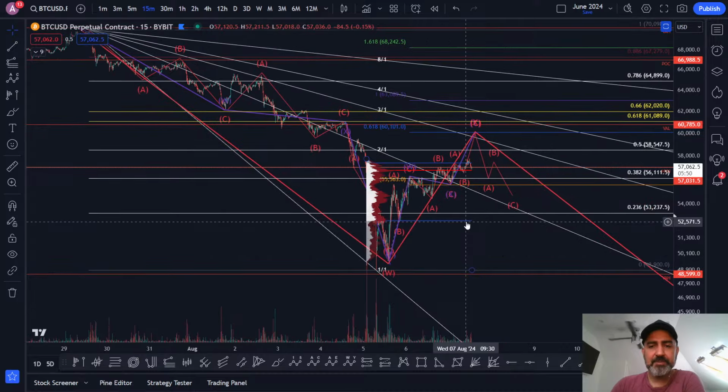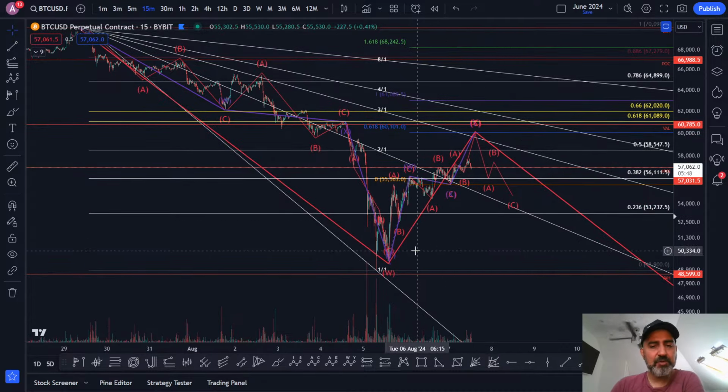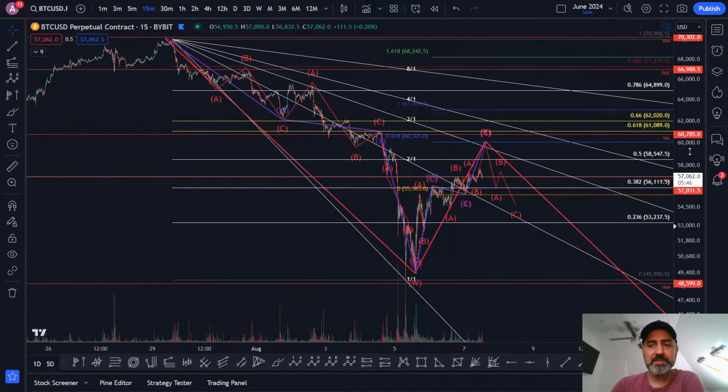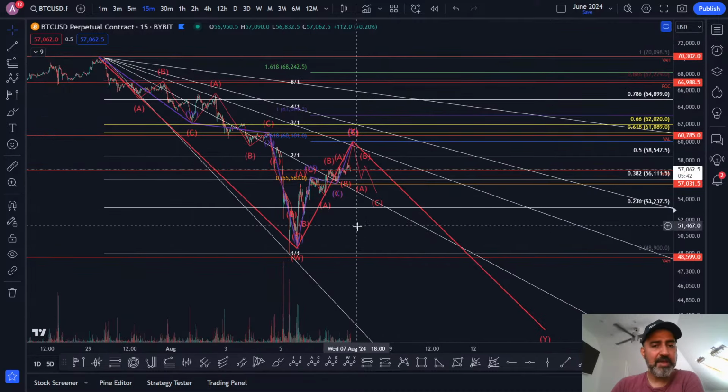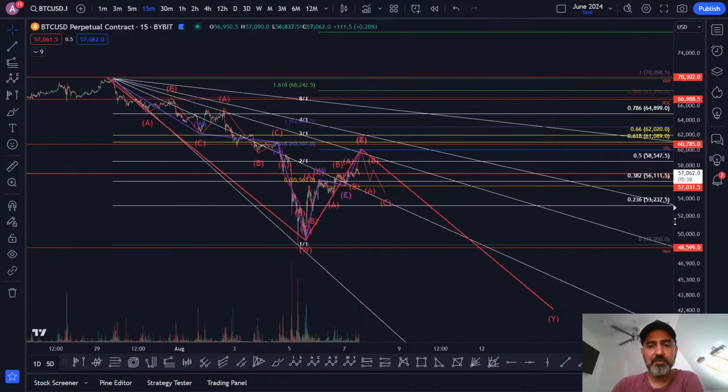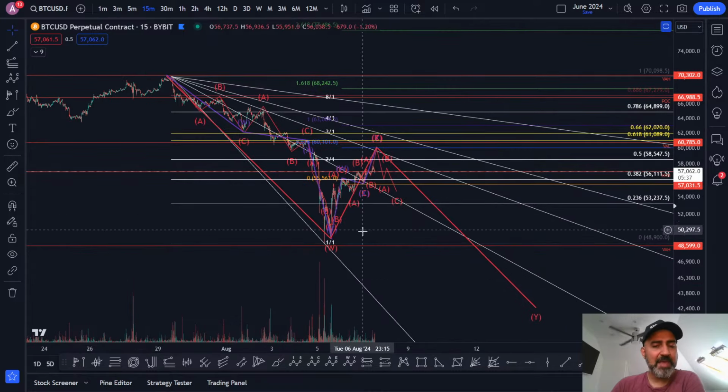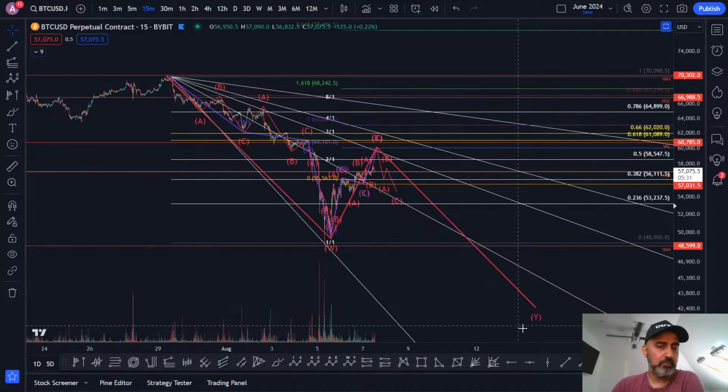So, all right, I'm basically imagining a red W here, somewhere up to the 618. If it goes to the 618, I wouldn't have a problem with that. I'd be very okay with that because it's a fib ratio and I love fib. And then in my imagination, that's the red X complete, and then we're looking for the red Y.